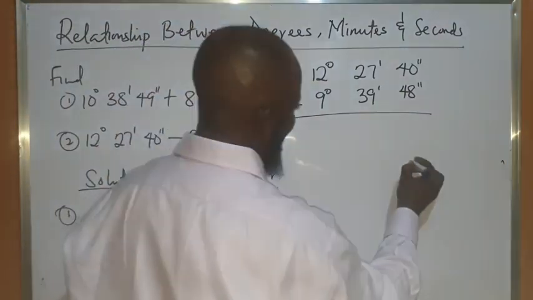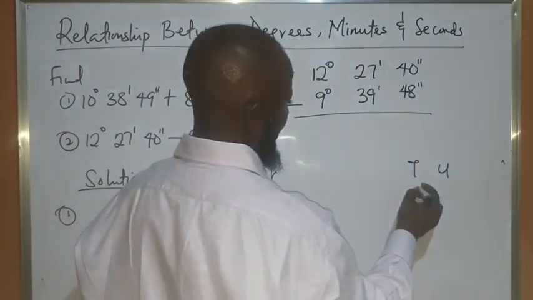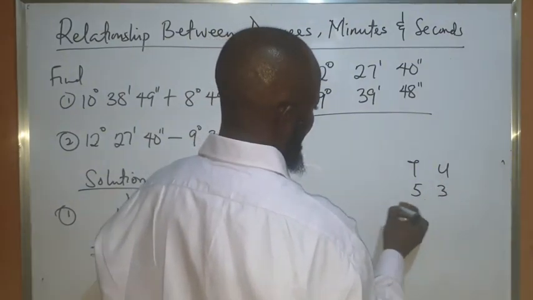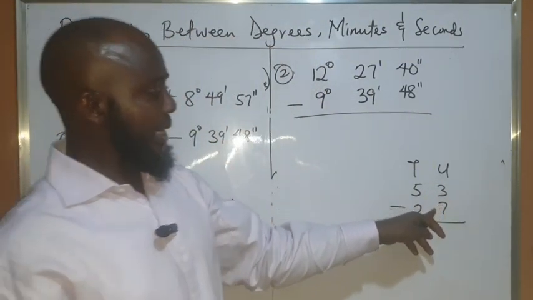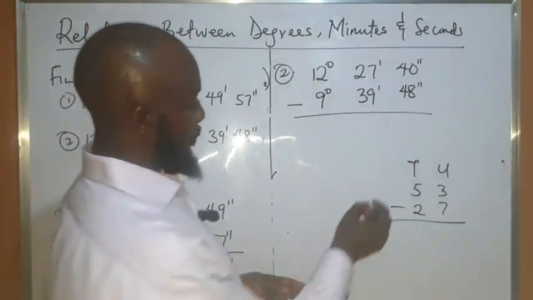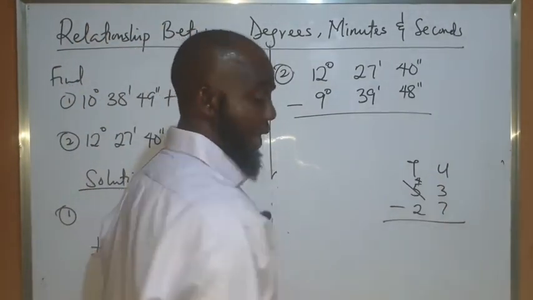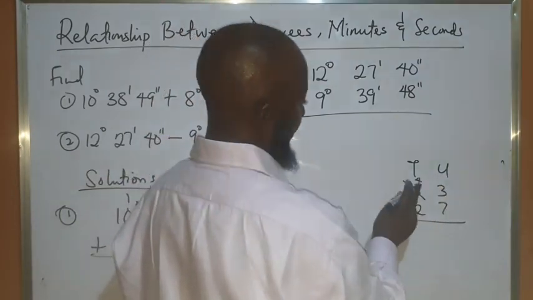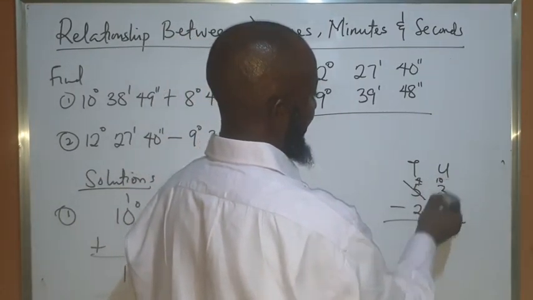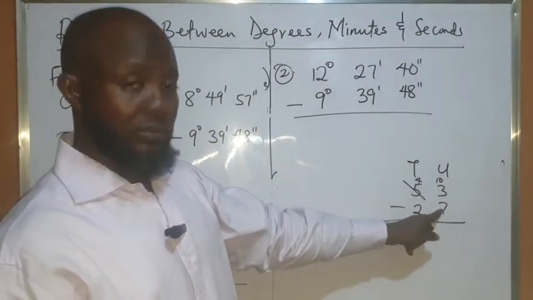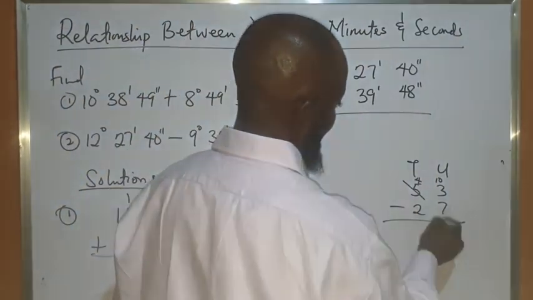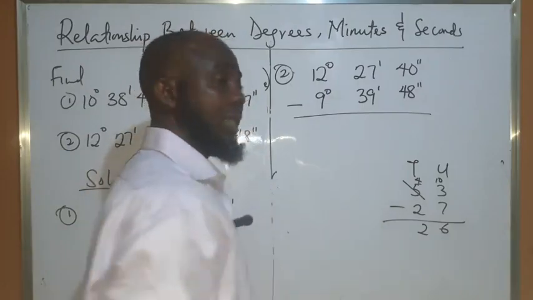Let's look at this. When you have tens, you have units. So you have 53 minus 27. Mind you, you cannot subtract 7 from 3. What are you going to do? You borrow from this 5. It remains 4, so the one you borrow will become 10 here. Then 10 plus 3 gives 13. 13 minus 7 gives us 6. Then 4 minus 2, the same thing will be done here.